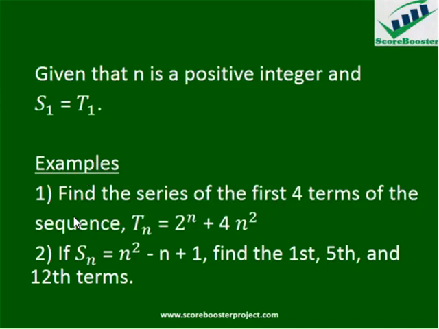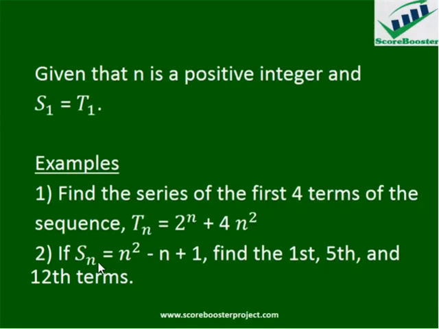So here we have 3 examples. In the first example, we are to find the series of the first 4 terms of this particular sequence. The general term, the nth term of that sequence, is given as 2 raised to the power n plus 4 raised to the power n squared. So here we are asked to find the first 4 terms.